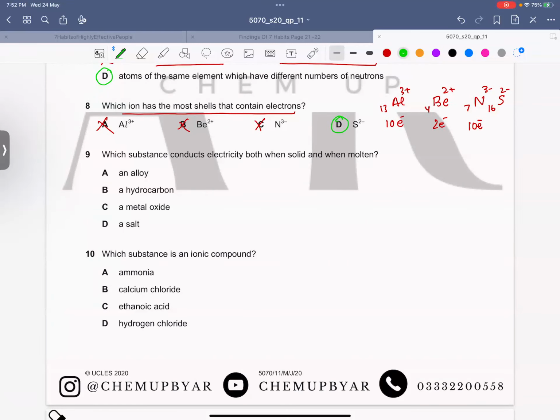Is it clear? Yes, Abdullah, Asad, Hassan, and Rayyan. Yes, sir.